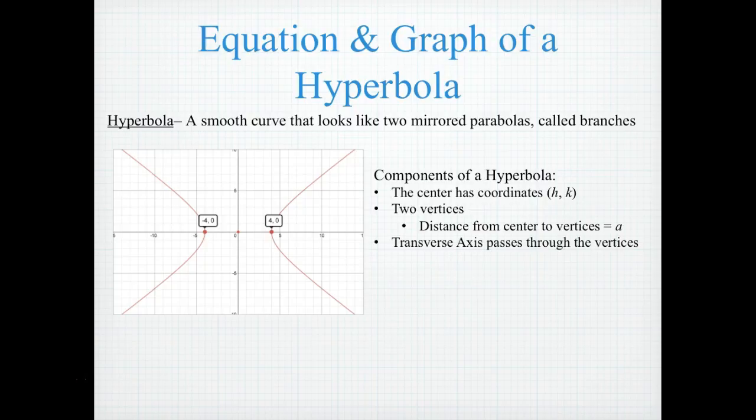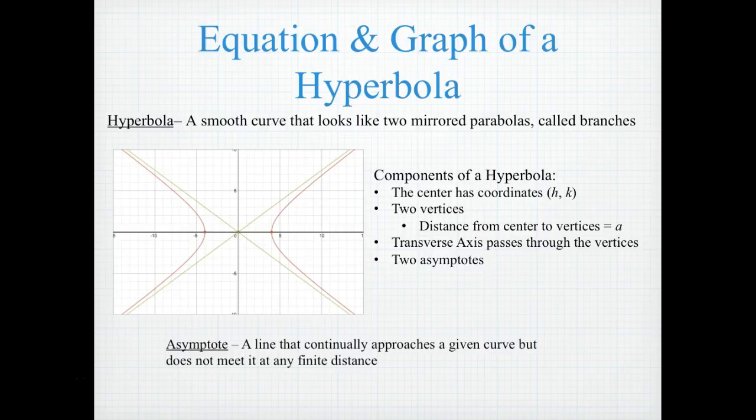And there's a transverse axis. The transverse axis passes through the vertices and the center. There are two asymptotes. Asymptotes are lines that continually approach a given curve but do not meet the curve. When we graph hyperbolas, the asymptotes help us determine how wide or how narrow the branches of the hyperbola are going to open.